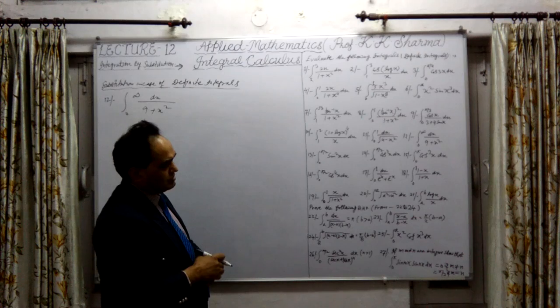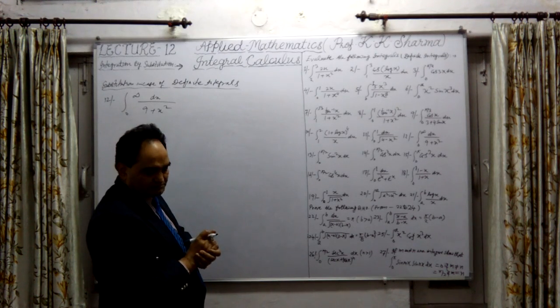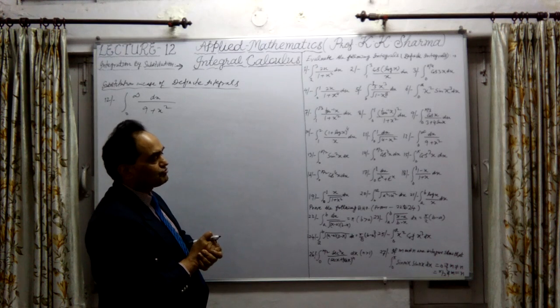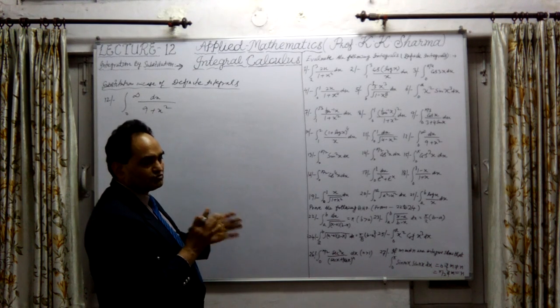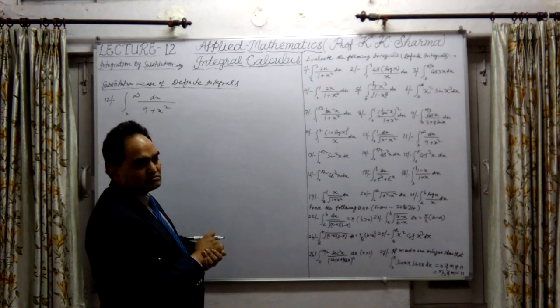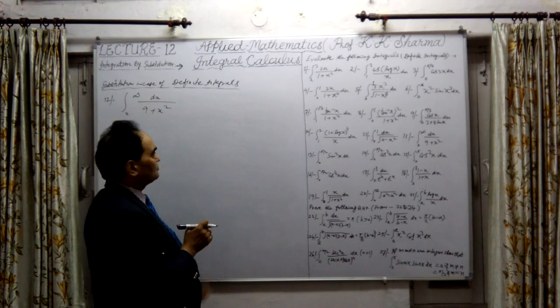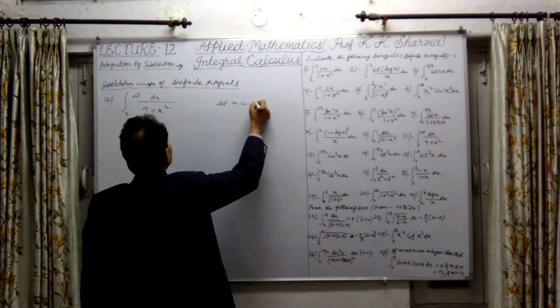We can directly do this, but I want to substitute and then solve it. We know this is 3 square plus x square, that means a square plus x square, so the answer is 1 by a tan inverse x upon a. Limits are substituted finally, but I want to substitute something, then change the limits and proceed. So substituting x equal to 3t.